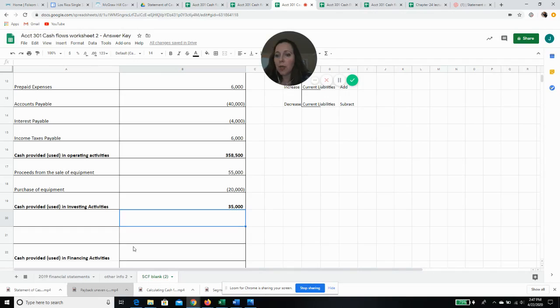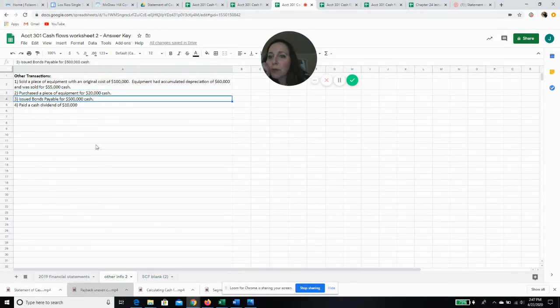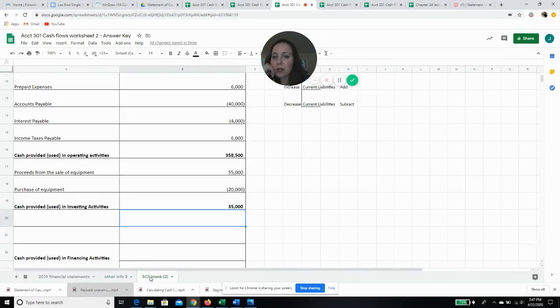Okay, cool. So now I'm into my financing. So I find out I issued bonds payable for $500,000 cash. I will put proceeds from the issuance of bonds. When I issued the bonds, I debited cash, credited bonds payable. There may have been a premium or discount, but I got $500,000 cash. So I'm going to add that as a positive.